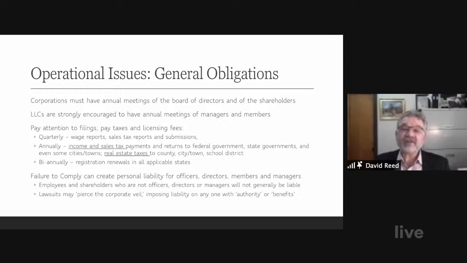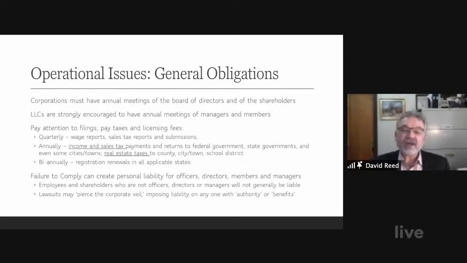Annually, income and sales tax returns and payments have to be made. But don't think of it just as a single payment or a single return, because there are federal government filings that have to be made. There are state government filings that have to be made. Cities and towns will also impose income tax, but cities, towns, counties and school districts will impose real estate taxes. Sometimes those are paid on a calendar basis, January 1st to December 31st, and sometimes they're paid on a basis of July 1 to June 30.